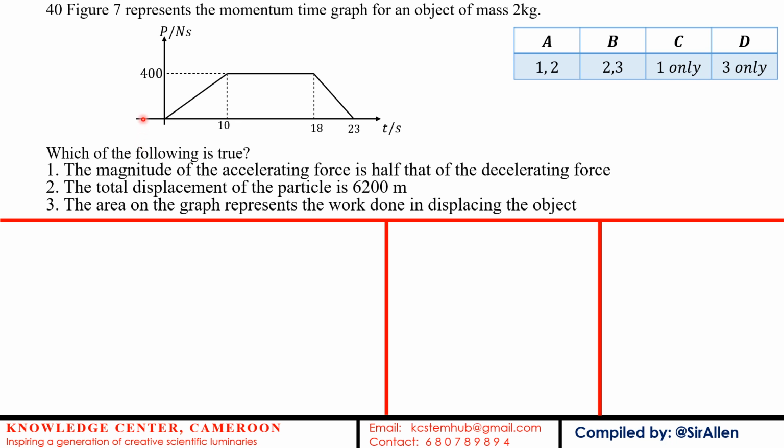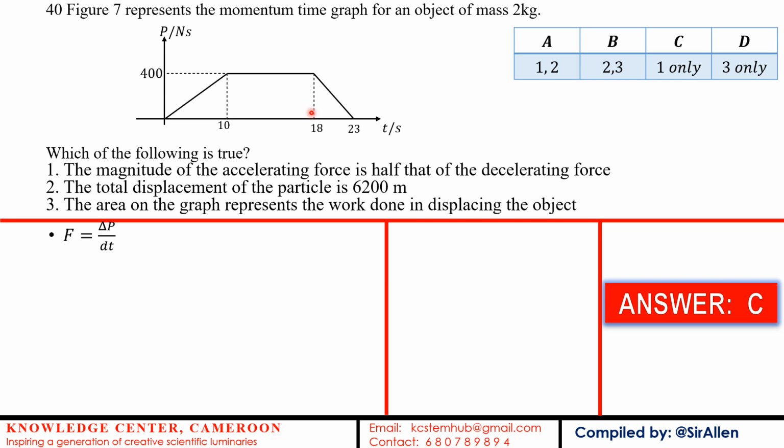Okay, so figure 7 represents a momentum-time graph for an object of mass 2 kilograms. I've already displayed the answer there. It's C. It's out there, guys. Let's derive why it's C. So F is the time rate of change of momentum.